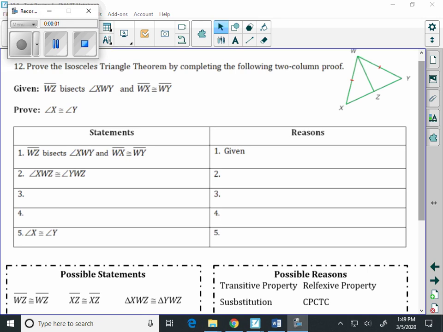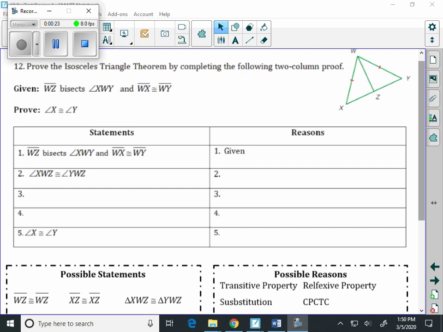Prove the isosceles triangle theorem by completing the following two-column proof. Proof. WX bisects angle WY, WZ bisects angle XWY, and WX is congruent to WY. So we already have the given written down here in our statement and a reason.